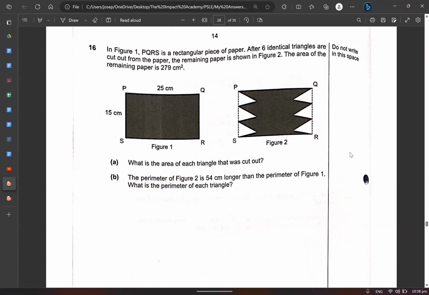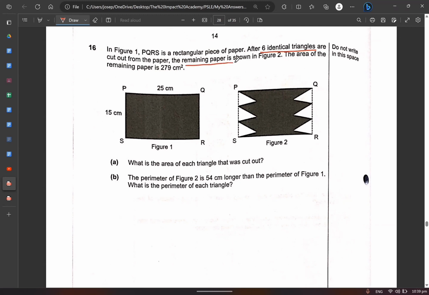When I take a look at question number 16, it says that in figure 1, PQRS is a rectangular piece of paper. So we can see that this is the complete piece of paper. And what did they do? They cut out 6 identical triangles, which is amazing, because we know that if they are identical, that means they are all the same.